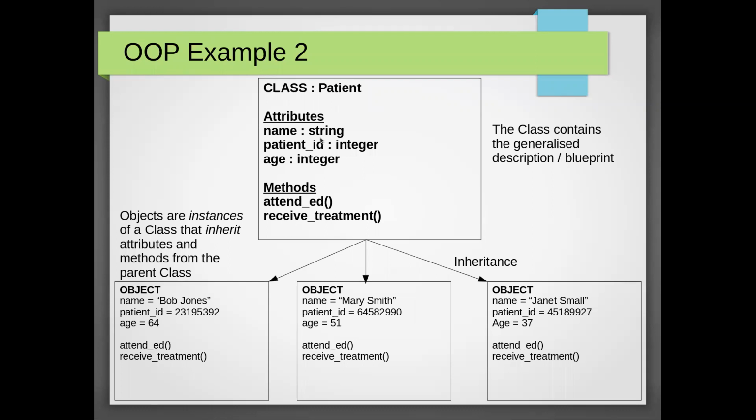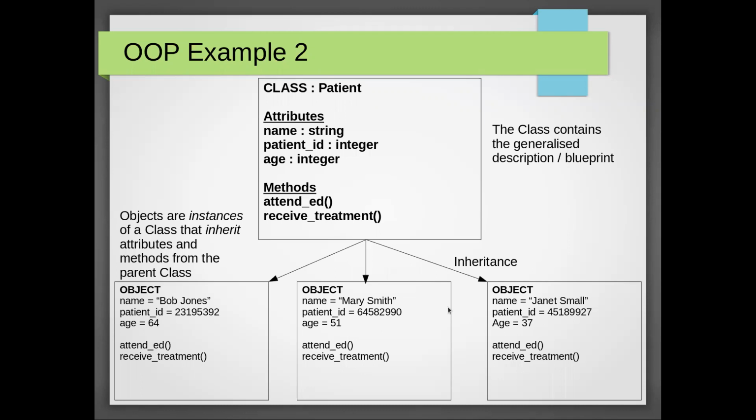So again, this contains the generalized blueprint. And then whenever we want to create a new patient in our model, we can create an instance of this class, which is known as an object. And then we can bring this into being from this blueprint. So we're creating our Frankenstein's monster. This one's called Bob Jones, and it's got this patient ID, and he's 64. This one's called Mary Smith, etc. And we can then deal with those objects separately. We can create these objects, as many as we want, really easily from this blueprint. So we only have to define the blueprint once, and then we can deal with these objects separately.